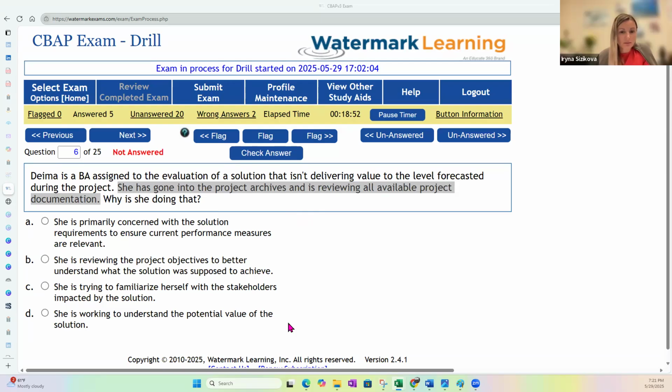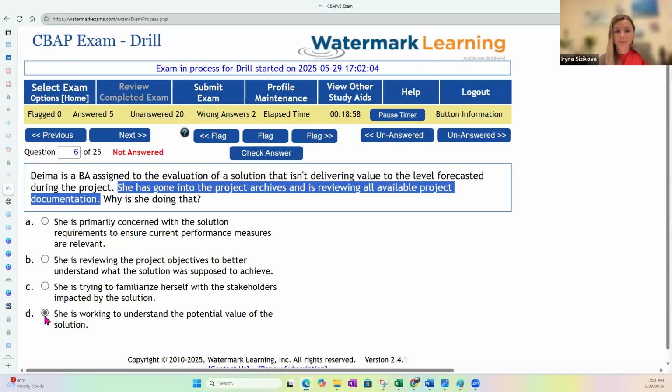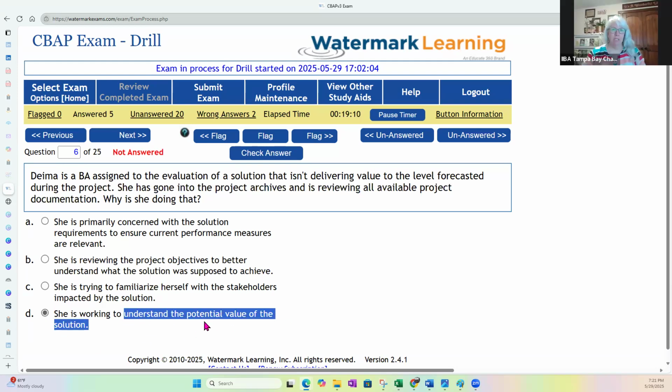D. D is in donkey. Delta. Why do we like that one? Why not A? Why not A? Sorry. Understanding the potential value. Potential value is all through this chapter, isn't it?